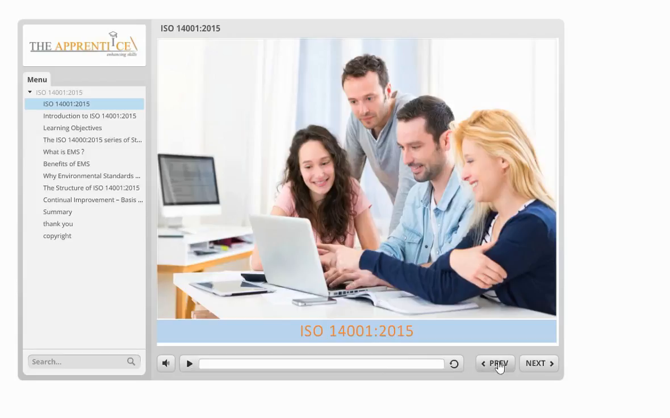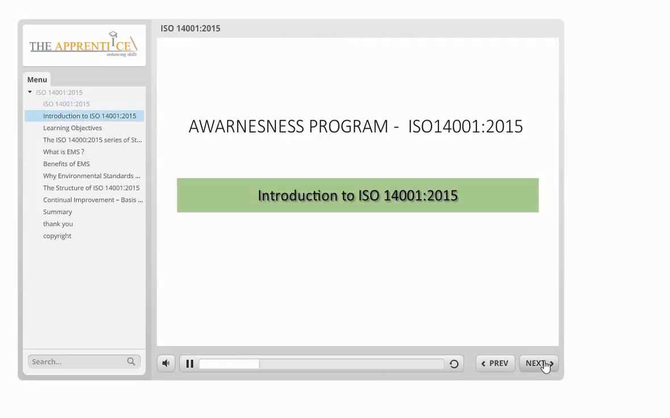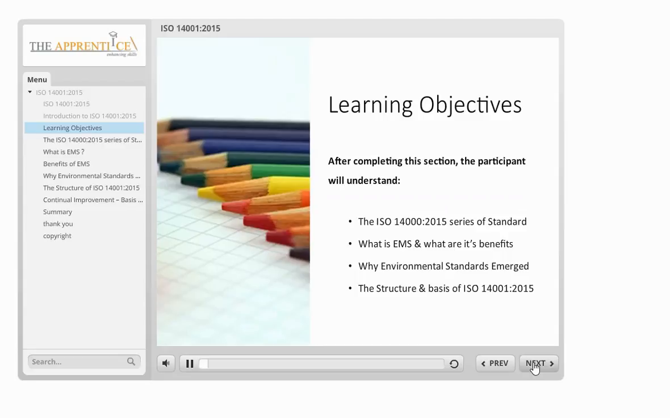Introduction to ISO 14001-2015. After completing this section, the participant will understand the ISO 14000-2015 series of standards. What is EMS and what are its benefits? Why environmental standards emerged? The structure and basis of ISO 14001-2015.